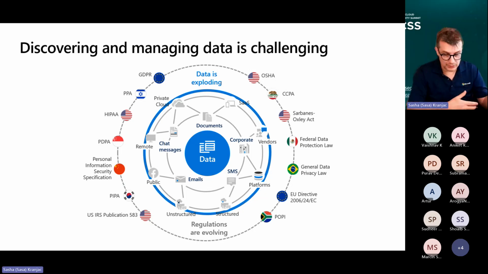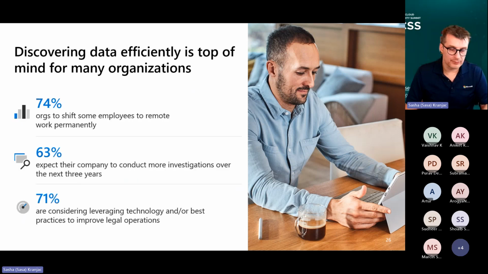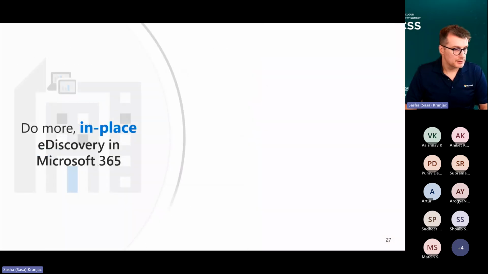Previously, we didn't have Discord. We didn't have these types of communication means and types of files. Now we have them, and platforms as well. Different vendors. The data can be structured and unstructured. So these are all struggles. And discovering the data efficiently is top of mind for many organizations. We will also see how different things and features are out there as well.